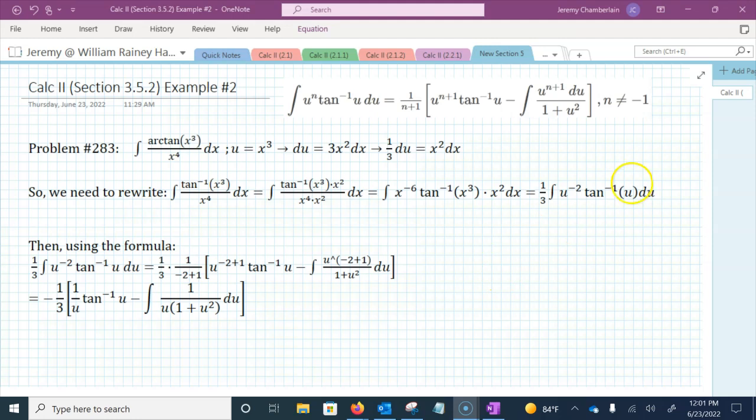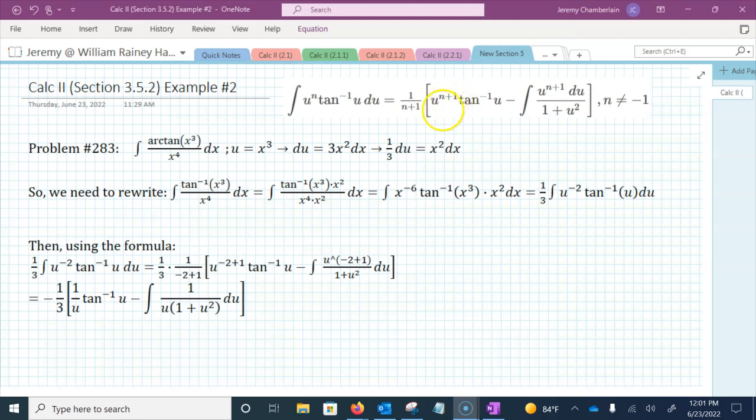All right, so now we've got this form. Here it is, 1/3 u to the minus 2 inverse tangent of u du. Applying the formula. Okay, so we've got a 1/3 that stays there, 1 over n plus 1, but n is minus 2, so this is going to be a negative 1 here. So 1 over minus 2 plus 1, that'll be a minus 1. So I should have a minus 1/3 all the way out in front. There it is. Okay. Then u to the n plus 1, so that's minus 2 plus 1. That's going to be a minus 1.